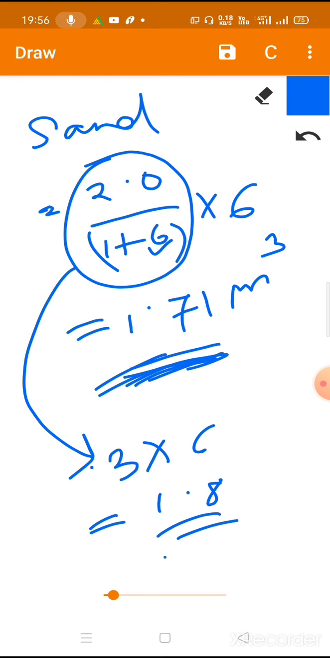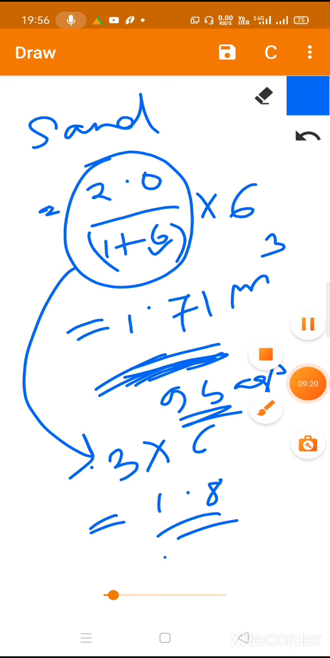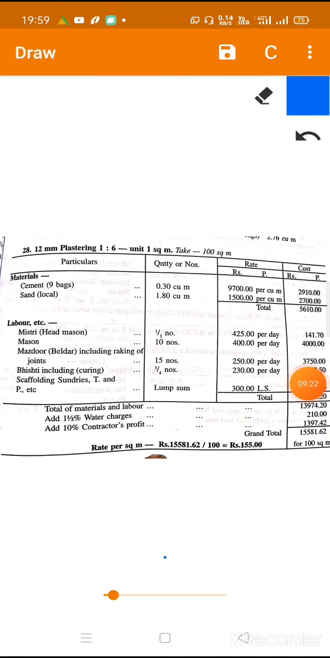So this is the quantity of sand. Cement we have already found out to be 9 bags or 0.3 cubic meter. In this way we are going to find out the total quantities of plastering on brick walls. Now after calculating the cement and sand quantity, here they are referring to 1.8. We can take 1.71 also, both ways it will be correct. And these are the labor costs, which are fixed.